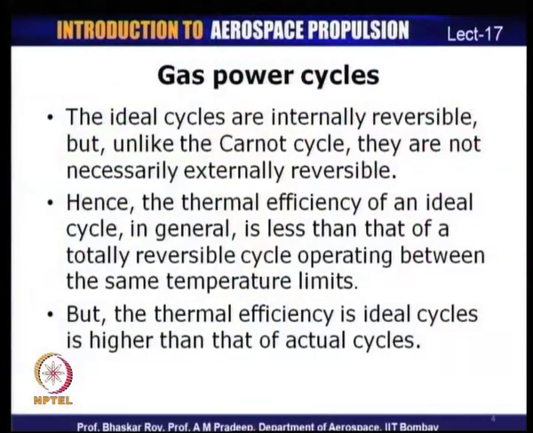This means that the efficiencies of these ideal cycles will still be lower than the Carnot efficiency. The efficiency of the ideal cycles will be higher than that of the corresponding real cycles, but all of them are still less than the Carnot cycle. Basically, in ideal cycle analysis we are only assuming that the processes are internally reversible, and there is still a possibility of external irreversibilities occurring. Therefore, the thermal efficiency of an ideal cycle in general will be less than that of totally reversible cycles operating between the same temperature limits. But the thermal efficiency of ideal cycles is higher than that of actual cycles. That is one of the differences between the actual and the ideal cycles.